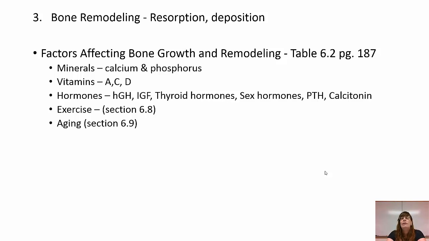Factors that affect this: minerals, calcium and phosphorus, of course. You need those to harden the bone. Vitamins A, C, and D for calcium absorption. Hormones like human growth hormone, thyroid hormones, parathyroid hormone, and calcitonin. Those are all hormones involved with calcium regulation and also growth and metabolism, and we'll talk about that in Anatomy 2. And then exercise and aging, which we'll talk about later.